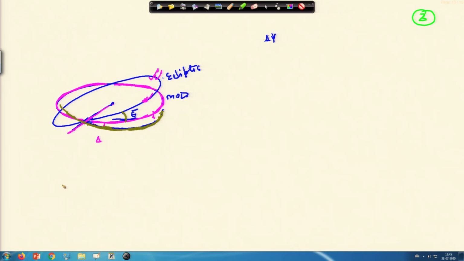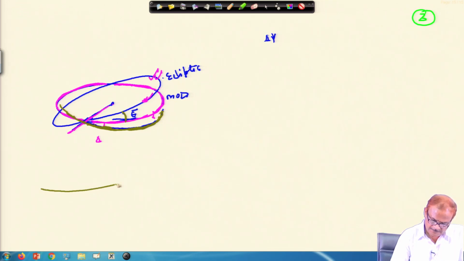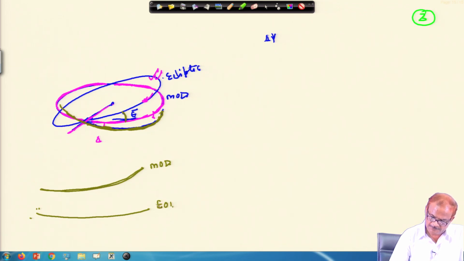See exactly what we have done, this is the mean equator of date. And this we show as the equator of date, or the TOD, true equator of date.